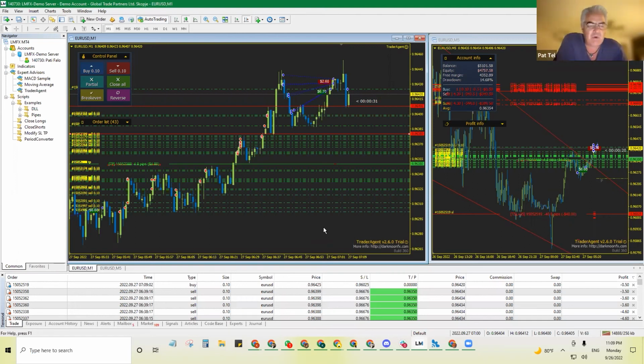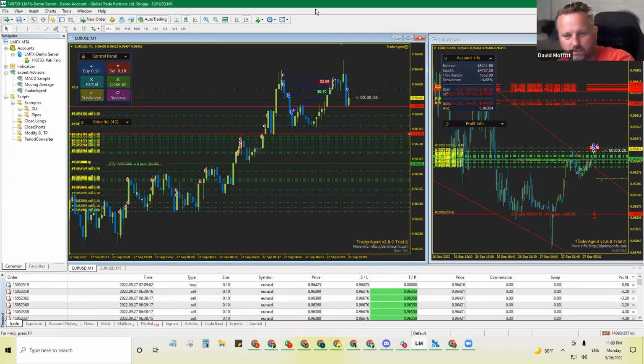David, is there a way to set up take profit or stop loss just for buys or just for sells? No, it does it for both of them. Okay. I've got to find that though. We should hunt for something like that. Okay.